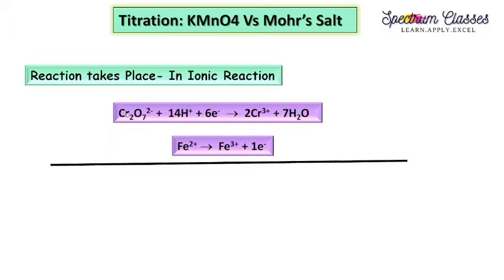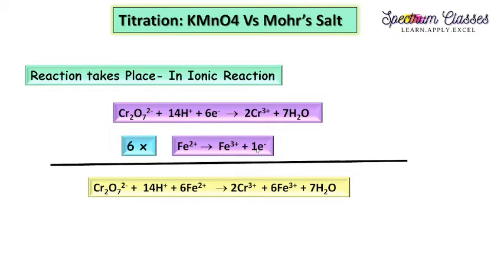So here reduction of chromium takes place and oxidation of iron takes place. To balance this equation, we need to multiply the second equation by 6, so that it will give us 6 electrons just to balance this equation. And on balancing this equation, what will we get? So this is the ionic reaction.